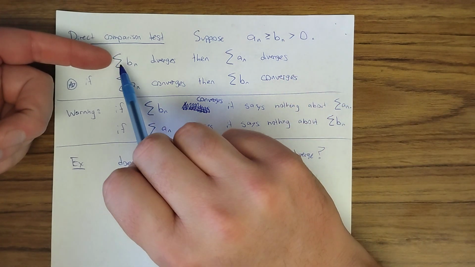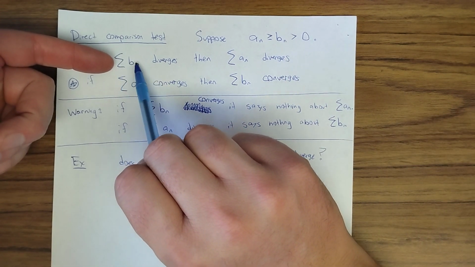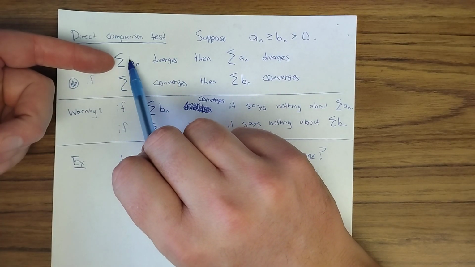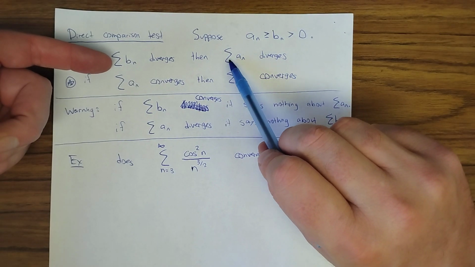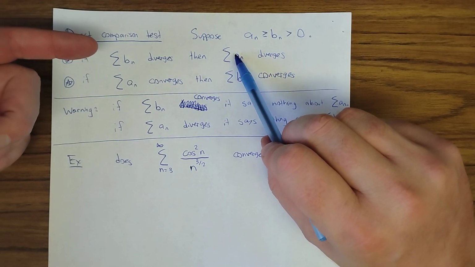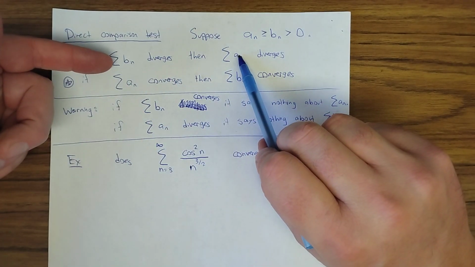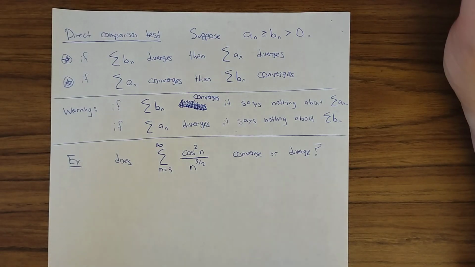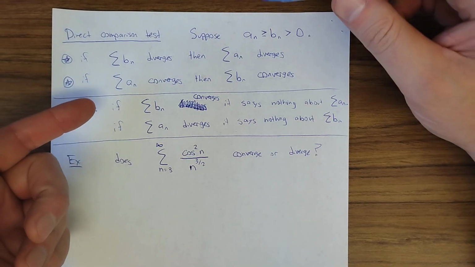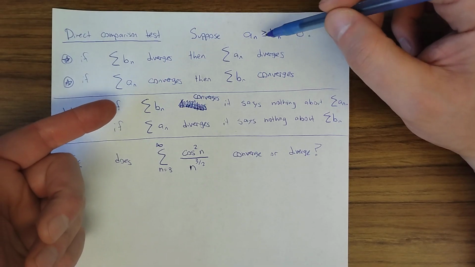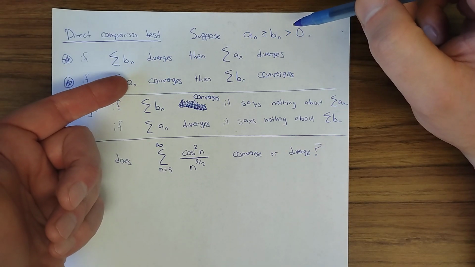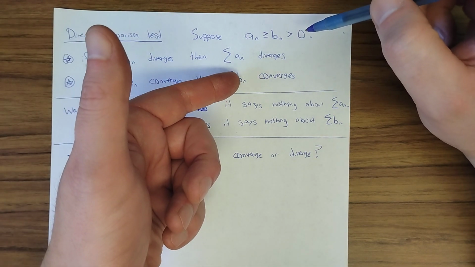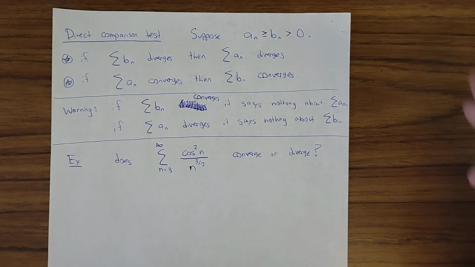So what this says is if the series with smaller terms is too big, and then I look at another series whose terms are even bigger, well, of course, that's too big as well. Like, if this one's too big, then that one's too big because this one's bigger than that one. That's how I remember this. Likewise, if a sub n is the bigger one, and if the series with a sub n is small enough to converge, then something that's even smaller, of course, is small enough to converge.